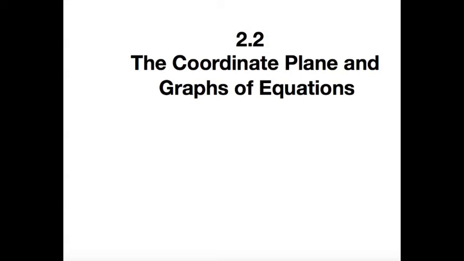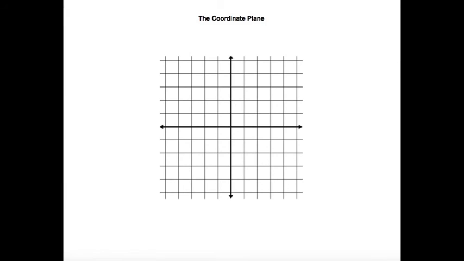Section 2.2, the coordinate plane and graphs of equations. Here we have the coordinate plane, and we're going to go over what makes up the coordinate plane and some key characteristics of the coordinate plane.